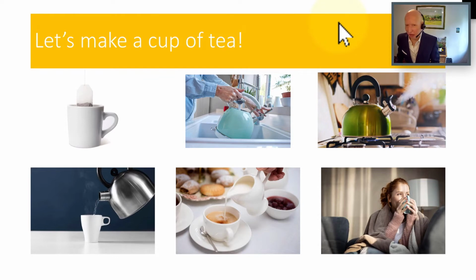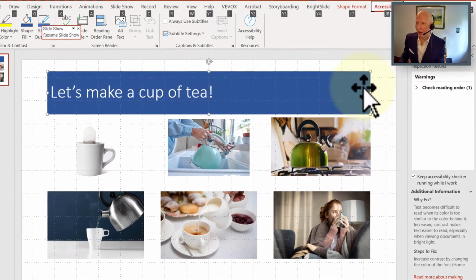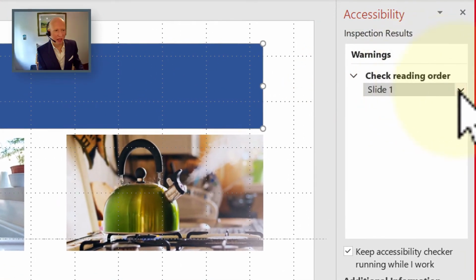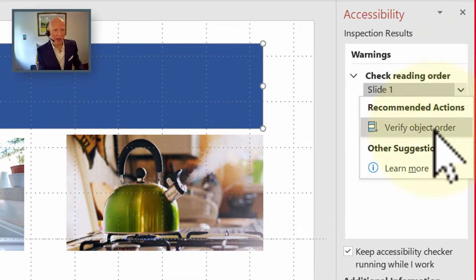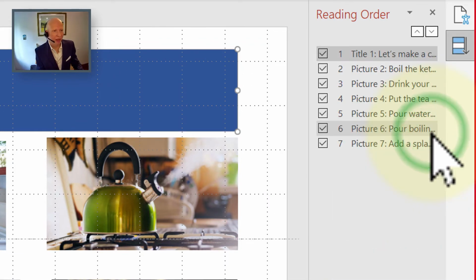If I were to follow those instructions, I wouldn't have a successful cup of tea. Which is obviously a bit of a disaster. So how can we fix that issue? Let's take a look. So if I go here, I've got check reading order, slide 1, and I've got my recommended action, verify object order. And of course I can always learn more, and I can find out information about this issue as well.